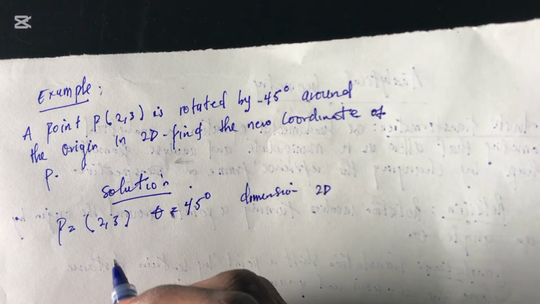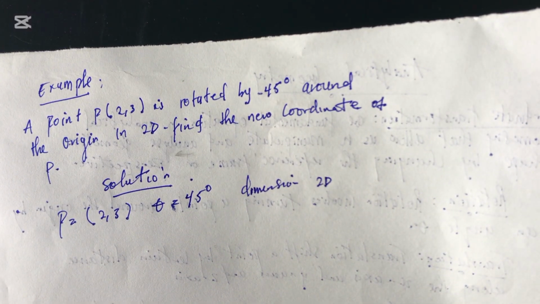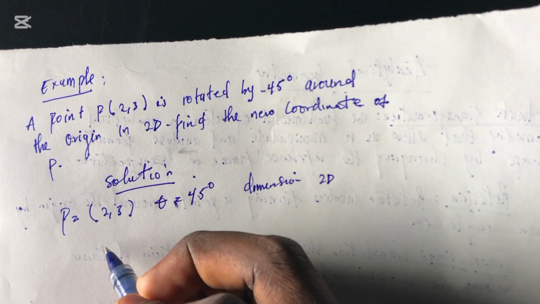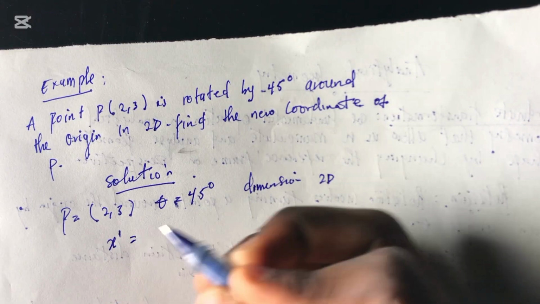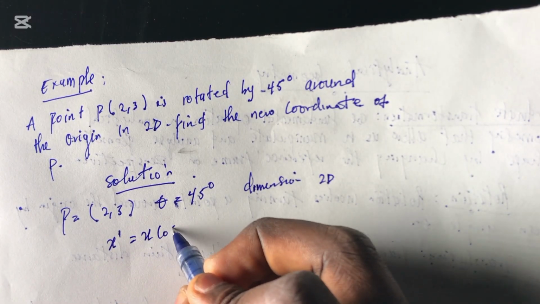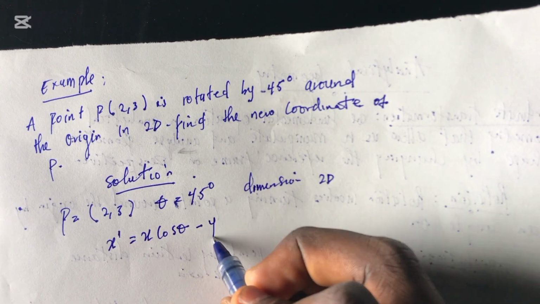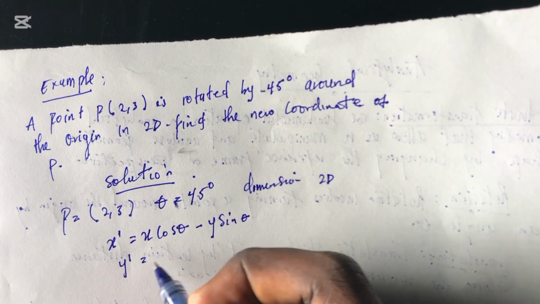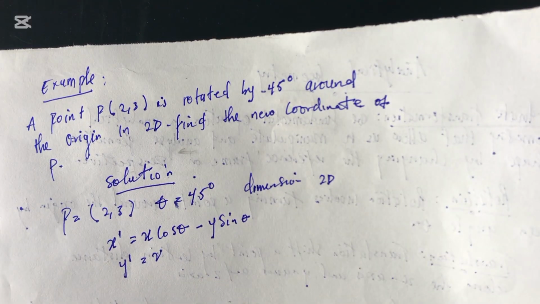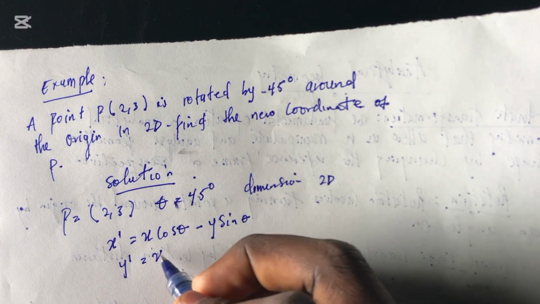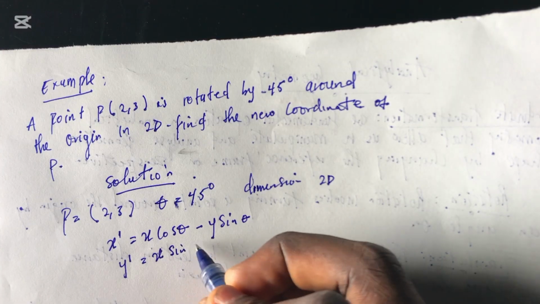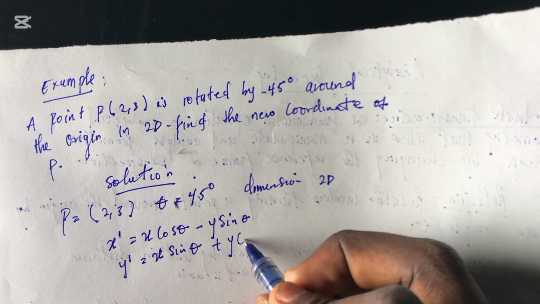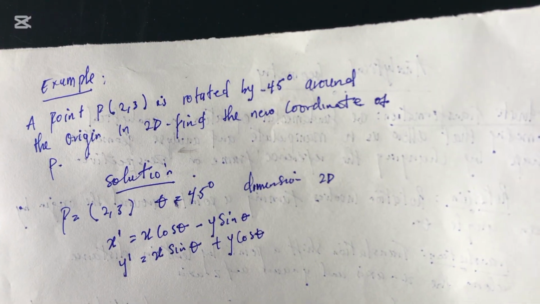From our formula of rotation in two dimension, my x prime, which is my new coordinate, is going to be x cos theta minus y sine theta, and my y prime is going to be x sine theta plus y cos theta.